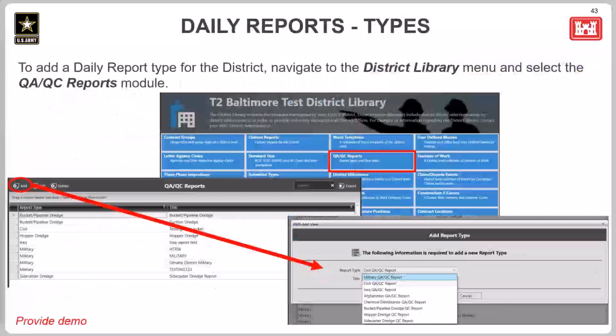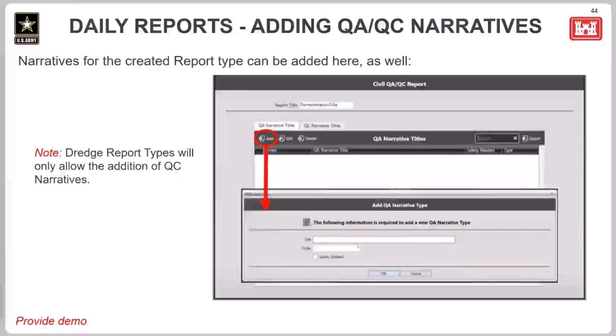Okay. So if needed, different types of reports can be added for the district in the QA/QC reports module of the district library menu. And before we get into a demo, we'll take a look at what that screen looks like. So when adding a report type, QA and QC narratives can also be added depending on the report type. So right here, we have a note, dredge report types will only allow the addition of QC narratives. And we'll go into the application again and look at that.